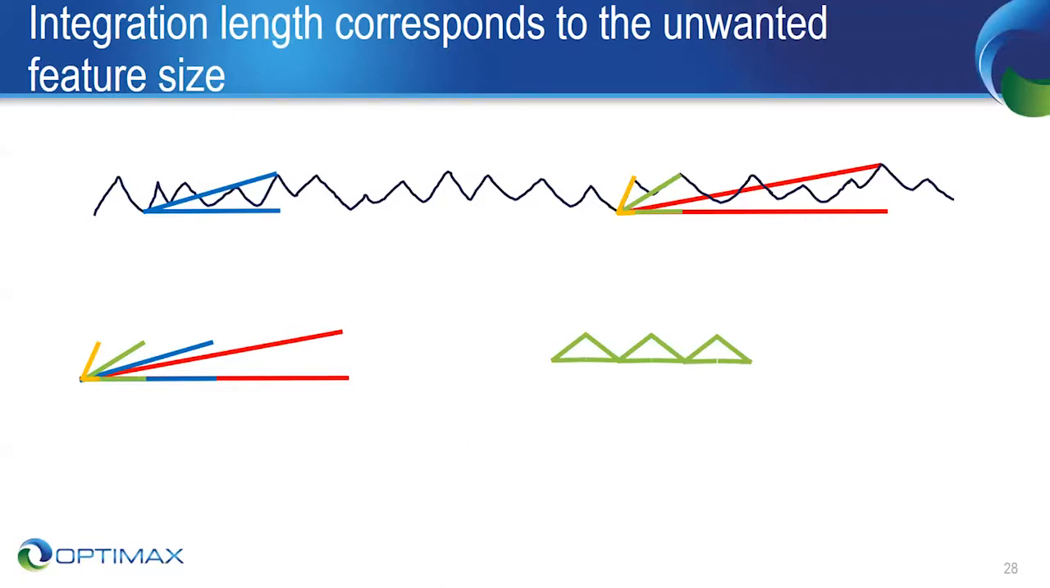So here is the green one being repeated across the surface. And so this would be the feature size we don't want. If we were to use the same angle with different integration lengths, you can see that by adjusting your integration length, you're going to be adjusting to get rid of different features on the surface.